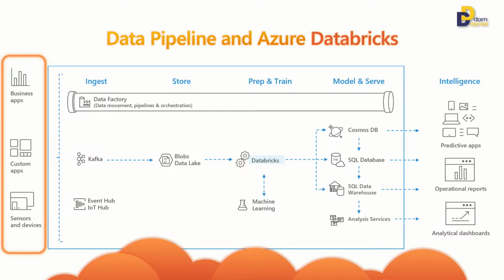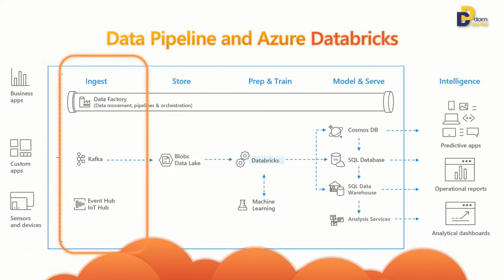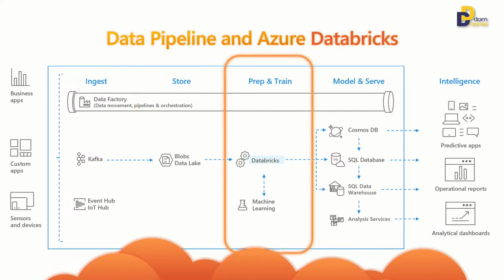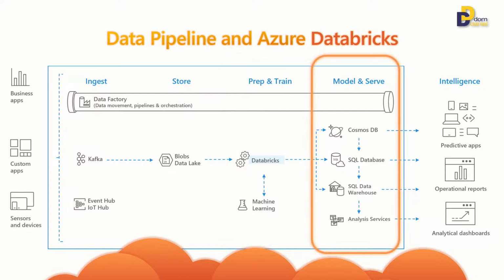Here is a big pipeline, and here is our Databricks home, we can say. On the left side, you see different applications that generate structured or semi-structured data. Afterward, with the help of, for example, Azure Data Factory or tools like Kafka, Event Hub, or IoT Hub, these events come to and are stored in some storage like blob storage or data lakes. Afterward, Databricks picks them up, prepares and trains, doing some machine learning jobs, and you can hold this accurate data in models or in Cosmos DB or SQL DB or SQL data warehouses or even custom analytics services. Afterward, your intelligent application can use this data.